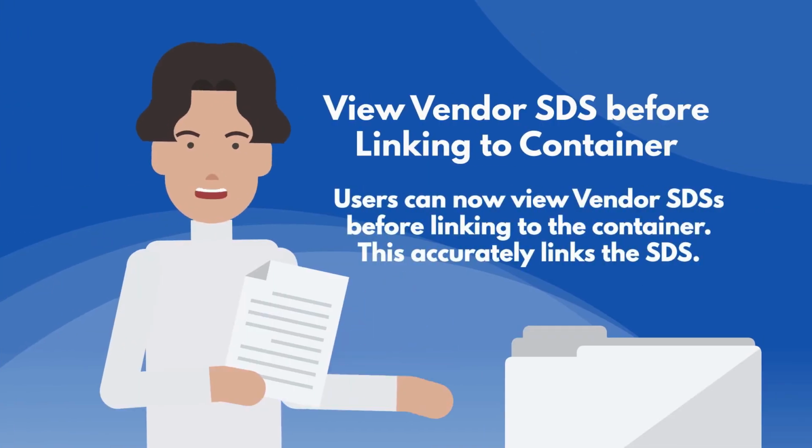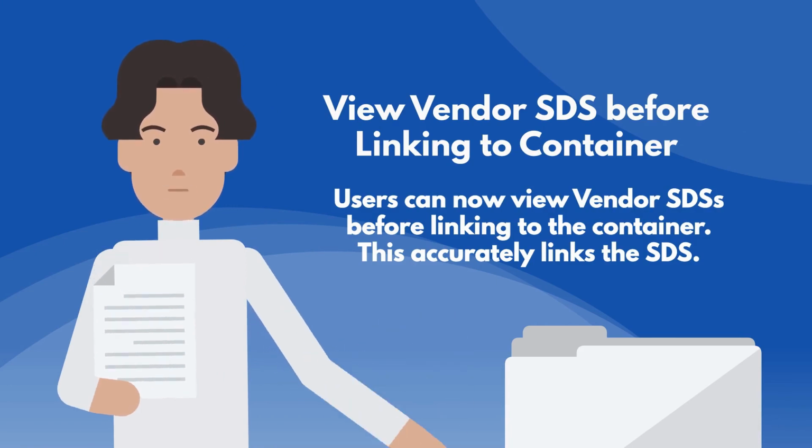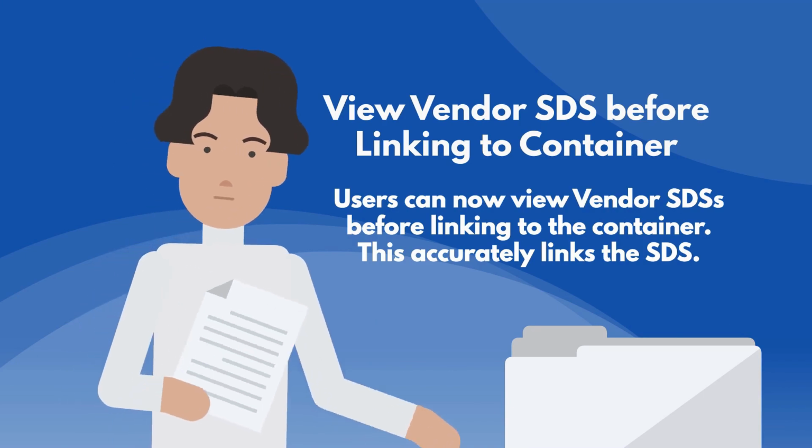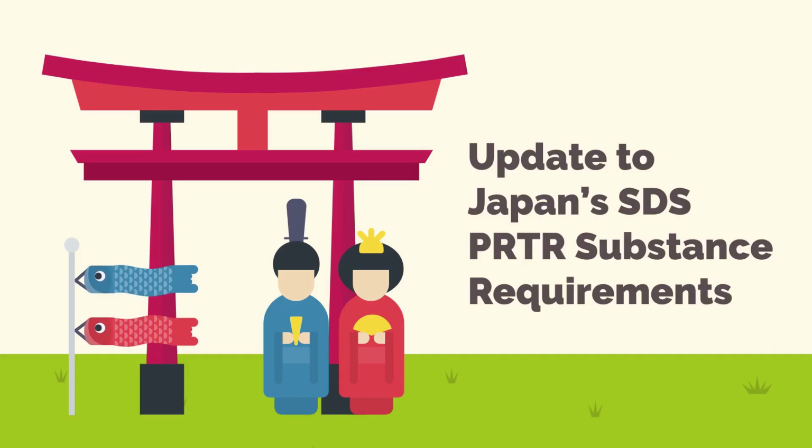View vendor SDS before linking to container. Users can now view vendor SDSs before linking to the container. This accurately links the SDS. Countries under GHS revision 6/7 will now generate H222 plus H229 when there are 11 or 12 risk codes and UN 1950 assigned. Update to Japan's SDS PRTR substance requirements.